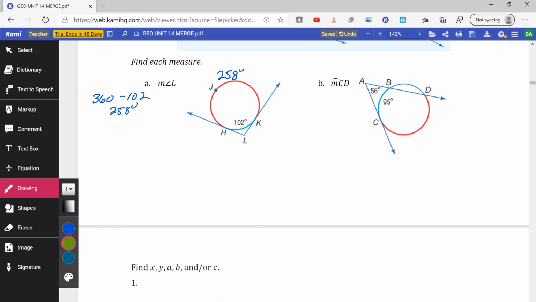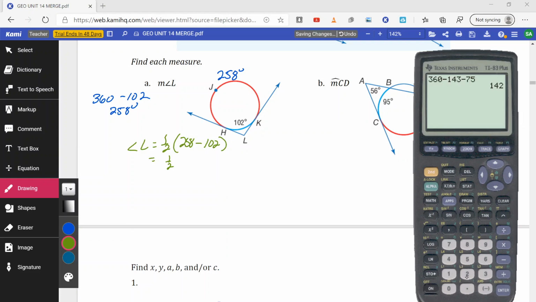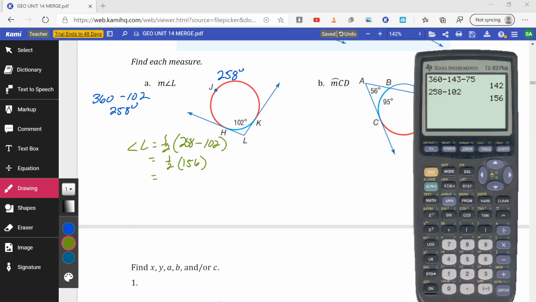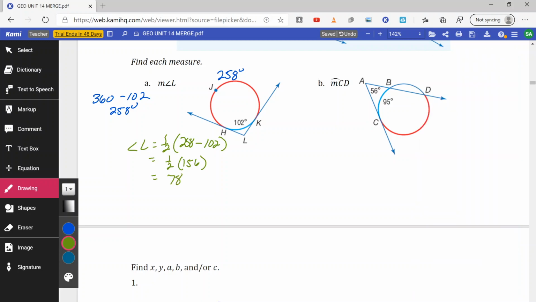And to find the measure of angle L, it's half the difference of these two. So 1/2 of 258 minus 102. Well, 258 minus 102 is 156. And then we just cut it in half. So 78 degrees.